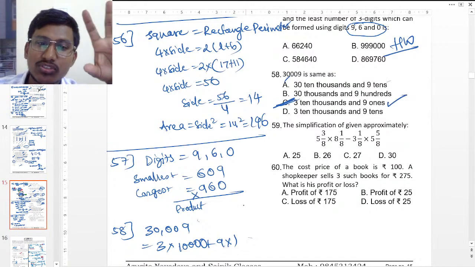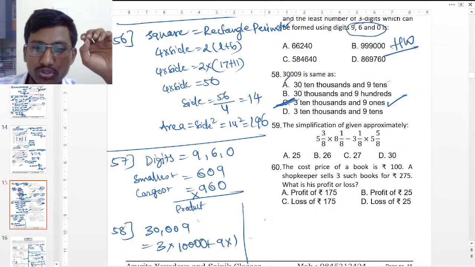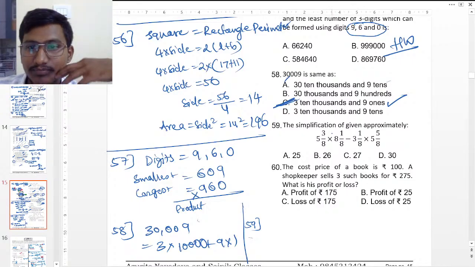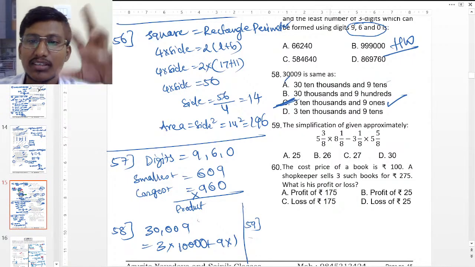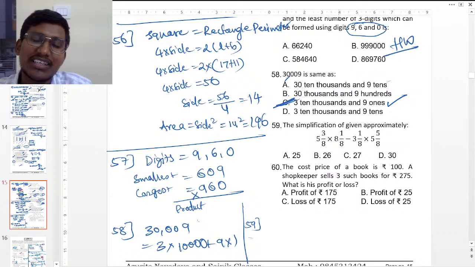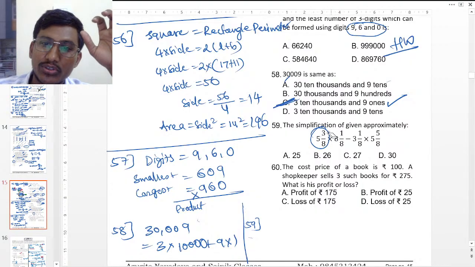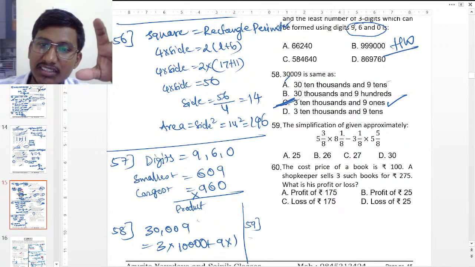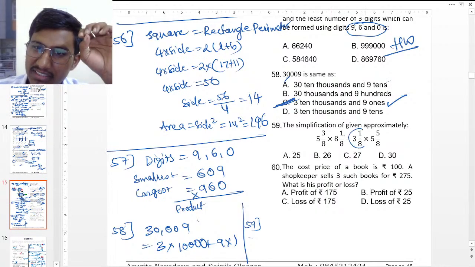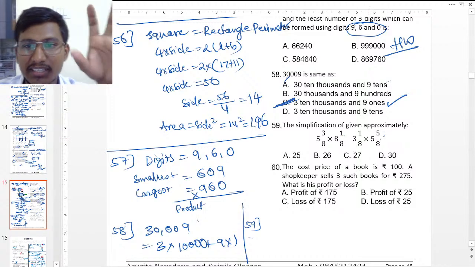Okay, so let us do the 59 question here. So 59 question is what? Simplify this. Here it is a little complex. Here it is 5 and 3 by 8 into 8 and 1 by 8, and then minus 3 and 1 by 8 into 5 and 5 by 8.